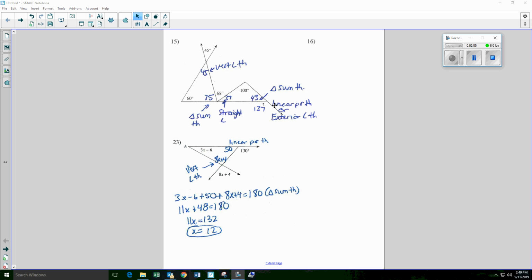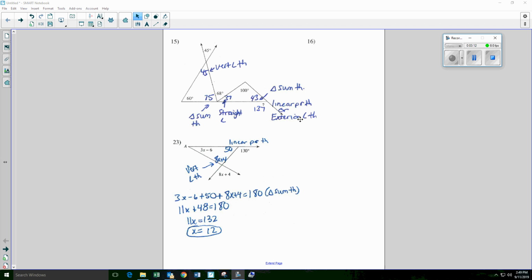That's the one you'll see on the quizzes and on tests that they want to hear you know, it's a linear pair. So we know linear pairs are supplementary, which means they add to 180. So 43 plus x equals 180. Solve for x and you get 137 degrees.